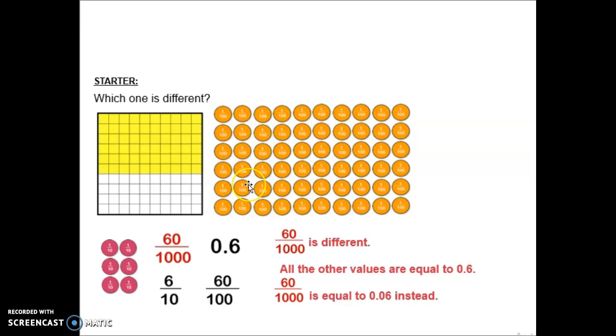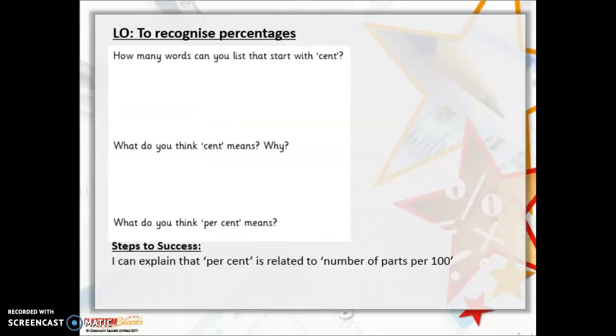60 over 100, if you divide the top and the bottom by 10, is actually the same as 6/10. So 6/10 here and 6/10 here are exactly the same as 60 over 100, 60 over 100 and 60 over 100. So obviously here we have got 60 over 1000, which is different. Okay, let's get on with the main part of the lesson.